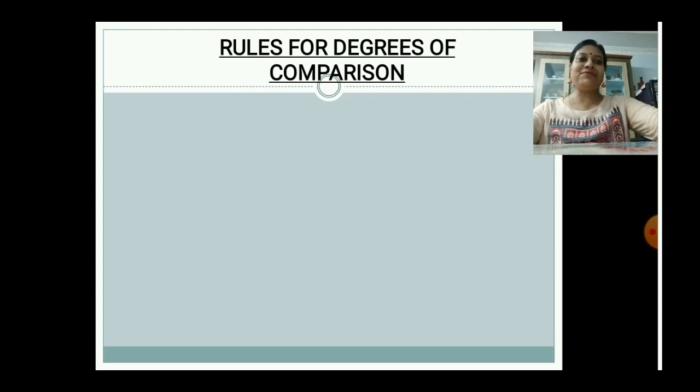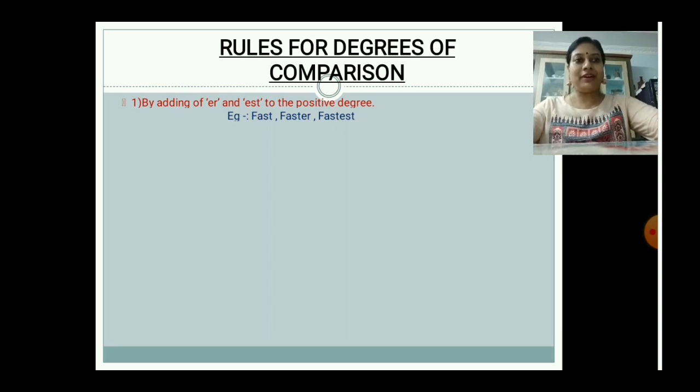Rules are a part of everyday life to prevent chaos. So, we also have some rules for the degrees of comparison. Let us see what they are. By adding ER and EST to the positive degree. For example, fast, faster, fastest.